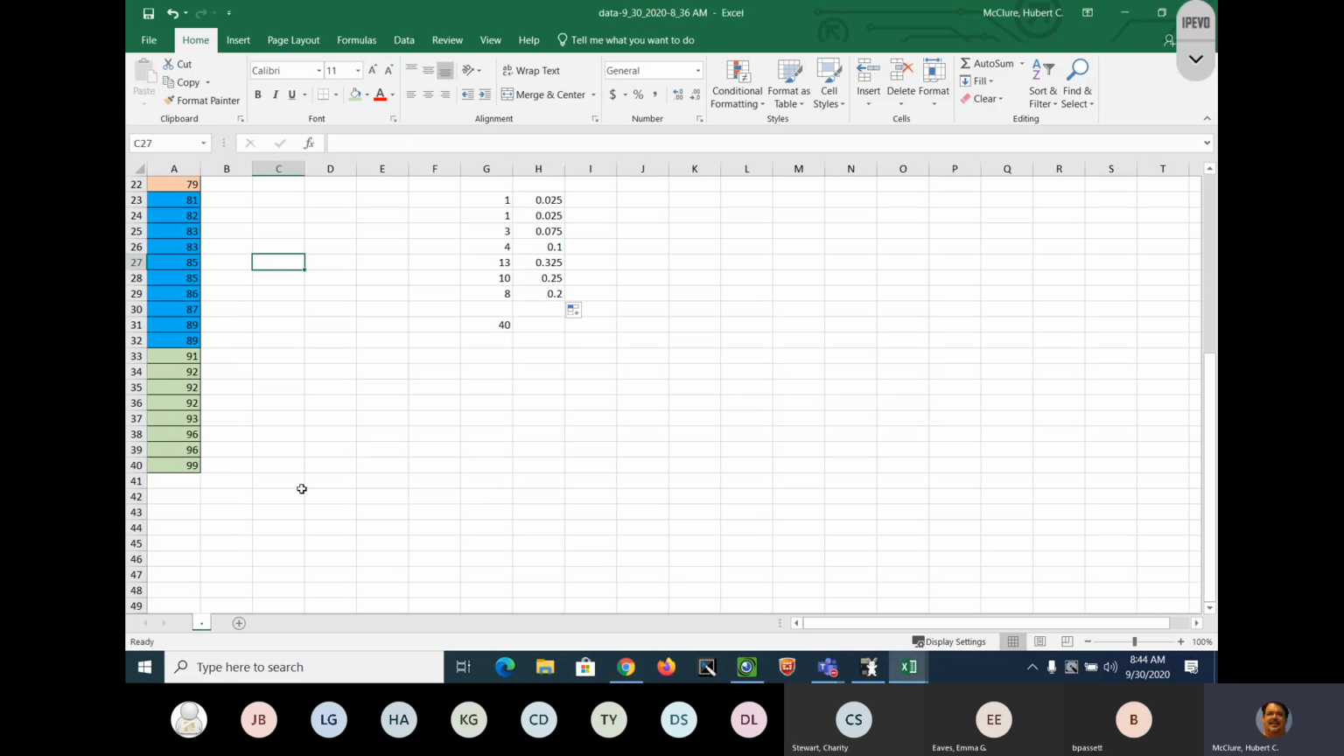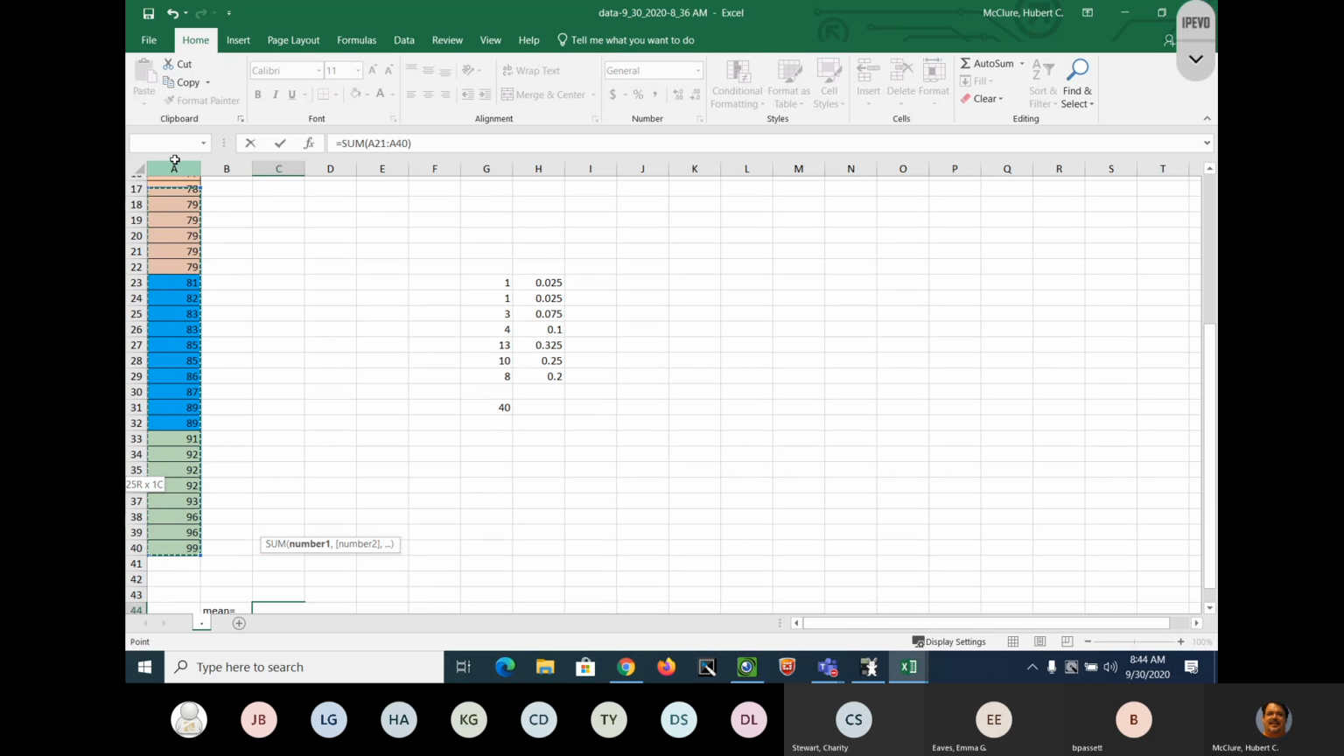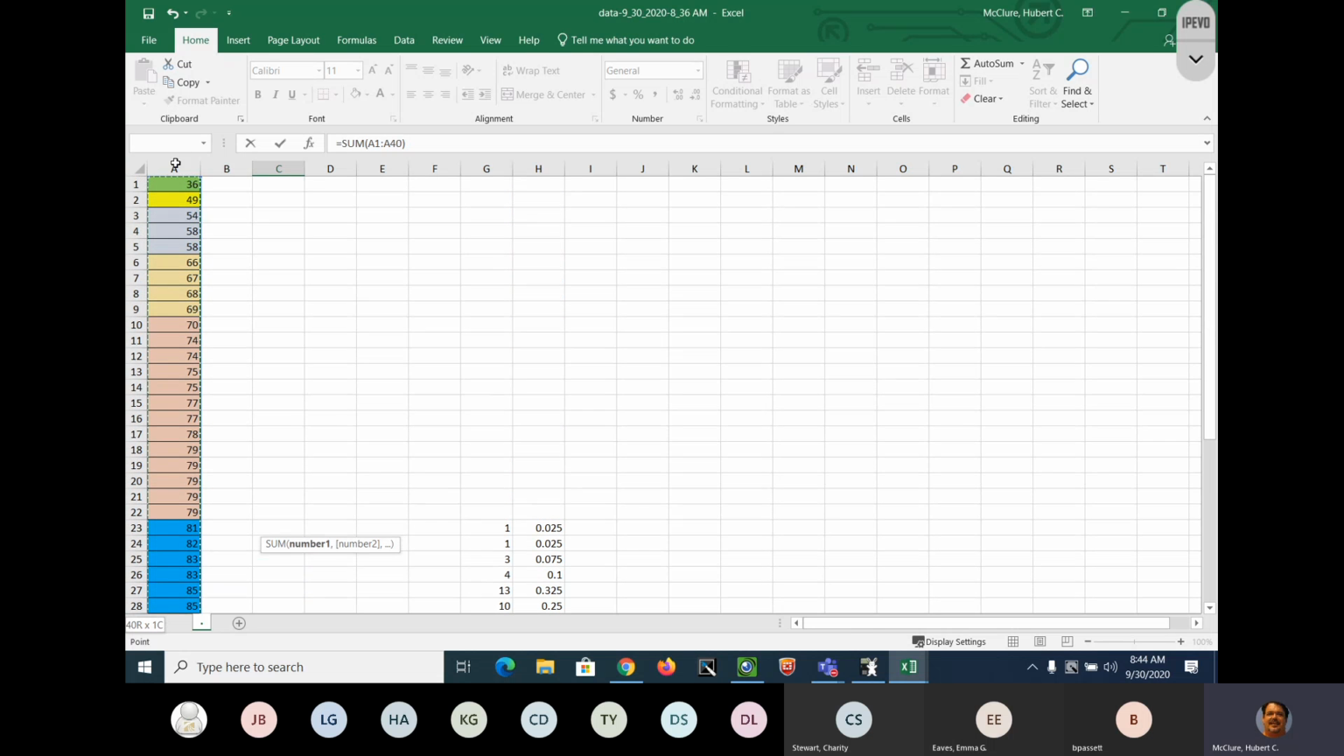Okay, so I'm going to go down here, and I'm going to do mean is equal to, and median is equal to. Median, y'all know what I meant. All right, for the mean, I'm going to sum up all of these numbers, and I'm going to divide by 40.